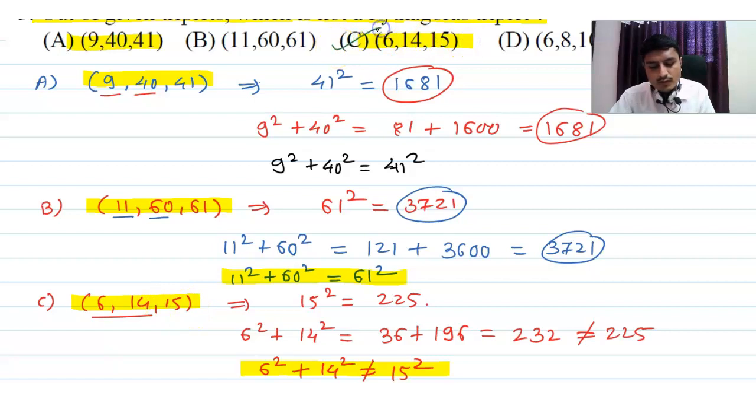So our correct choice is choice code C. You may verify for D, 6, 8, 10. Those three numbers satisfy the Pythagoras theorem. That means 6, 8, 10 are a Pythagorean triplet.